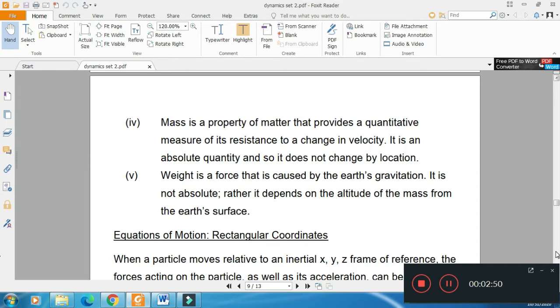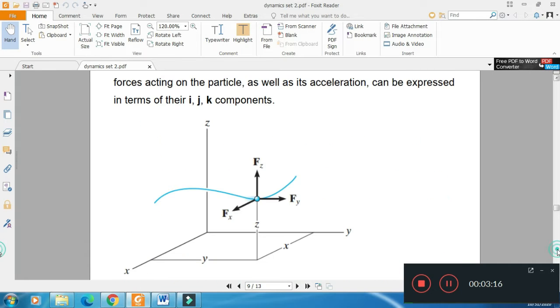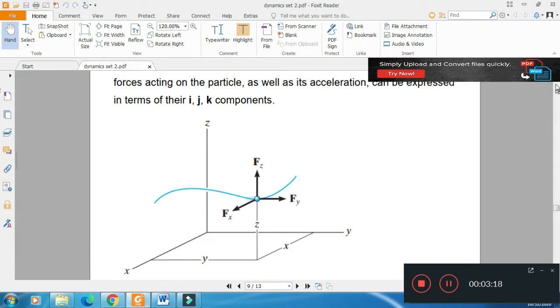Now, similar to the topic of kinematics, there are various methods of analysis. In the previous topic we explained there are three systems usually which are used for engineering problems. One is the rectangular coordinate system, second one is normal and tangent, and the third one is the cylindrical coordinate system. So we start with the rectangular coordinate system.